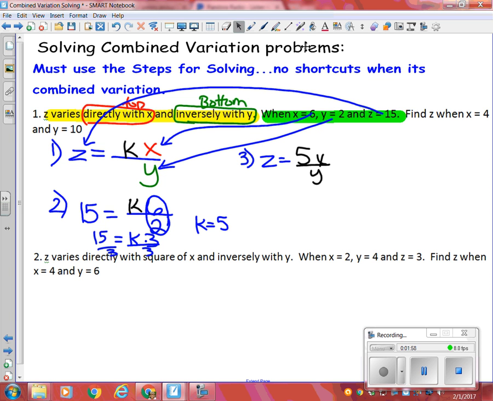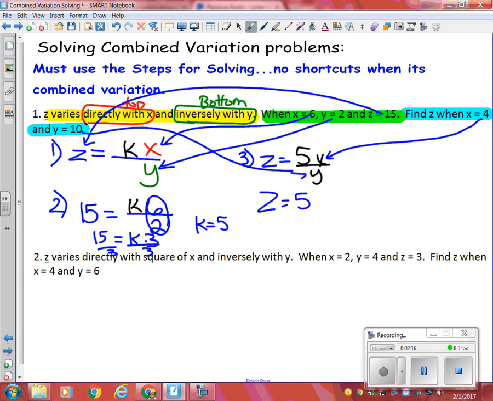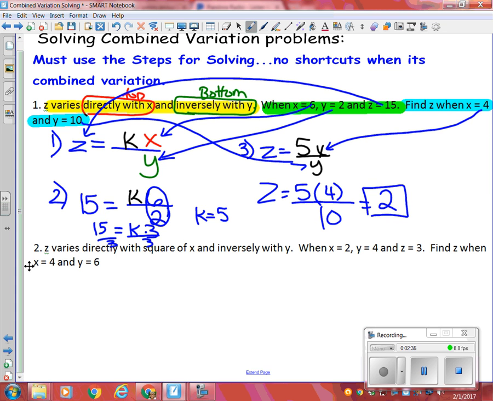Now that I have that equation, I should be able to solve for anything that I'm asked, solving for an unknown. Find z when x is 4 and y is 10. So I'm going to substitute in. X is 4 and y turns out to be 10. So z equals 5, my constant, my x is a 4, and then my y is a 10. So I'm multiplying the two numbers on top, dividing by 10, and I believe that's 20 divided by 10, which is 2. The final answer for number 1 is 2. I'm still following the steps. I just have a little bit more to concern myself with and keep track of.